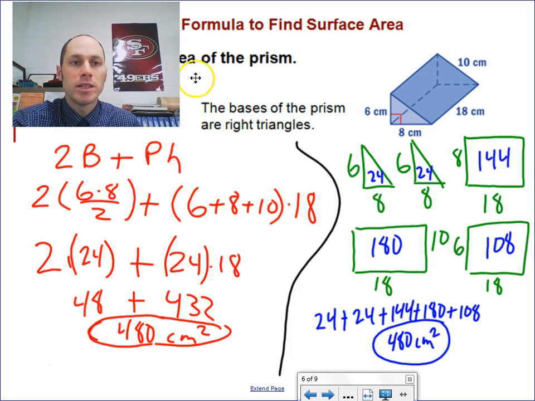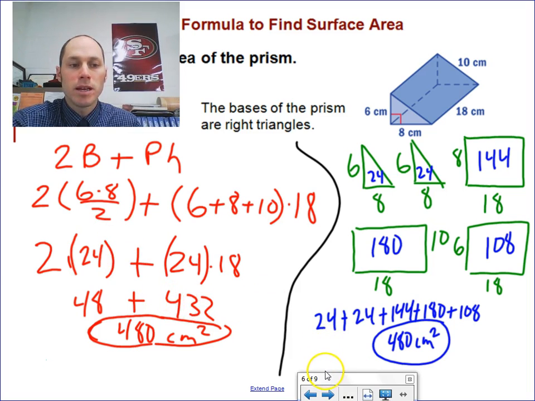So keeping in mind when you take the surface area of the prism, you've got to apply the formula for the area of the base, plus the perimeter of that base, 6, 8, and 10, times the height between the two bases. Simplify it, I get 480.